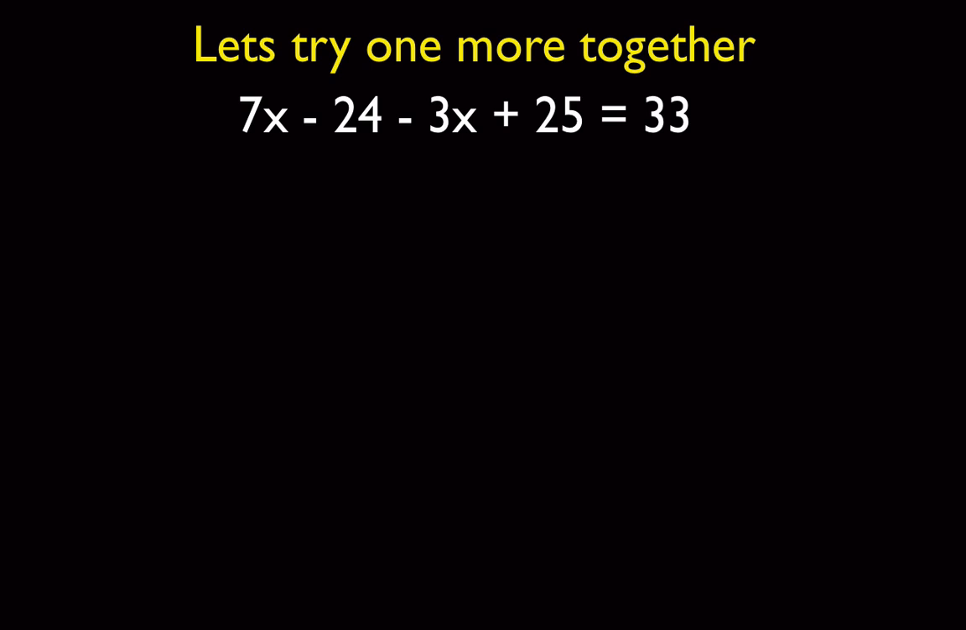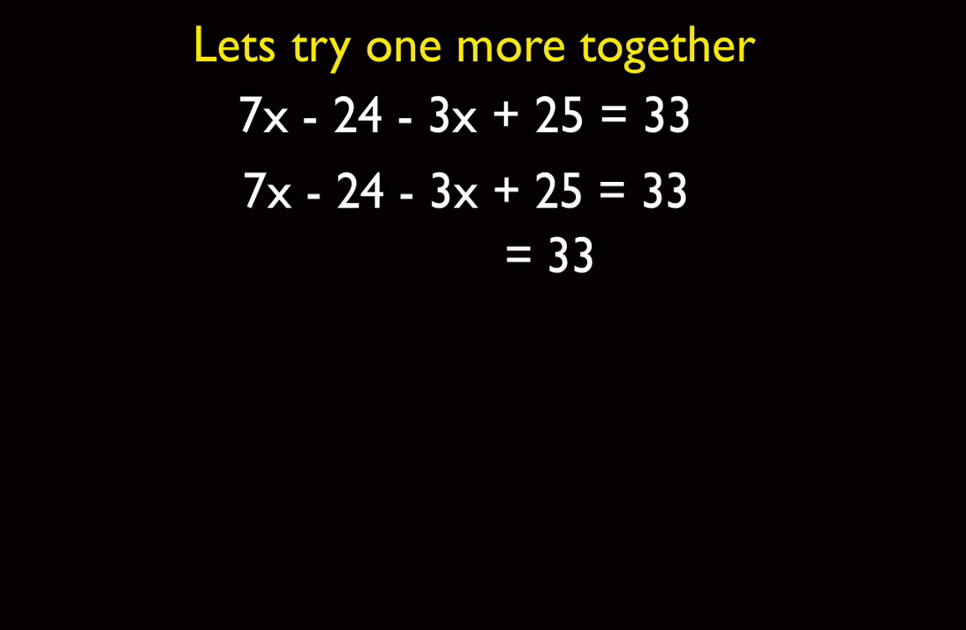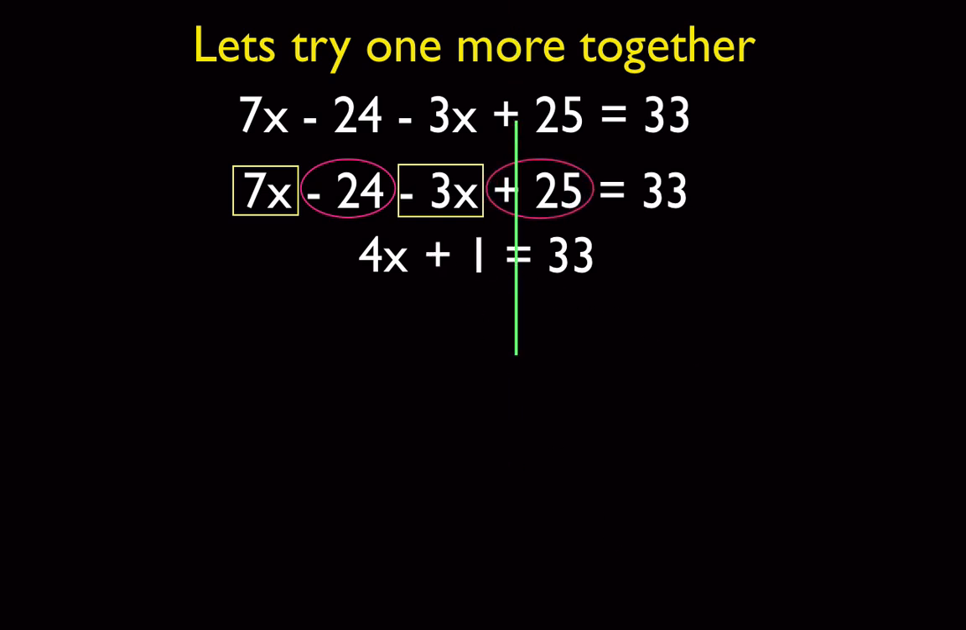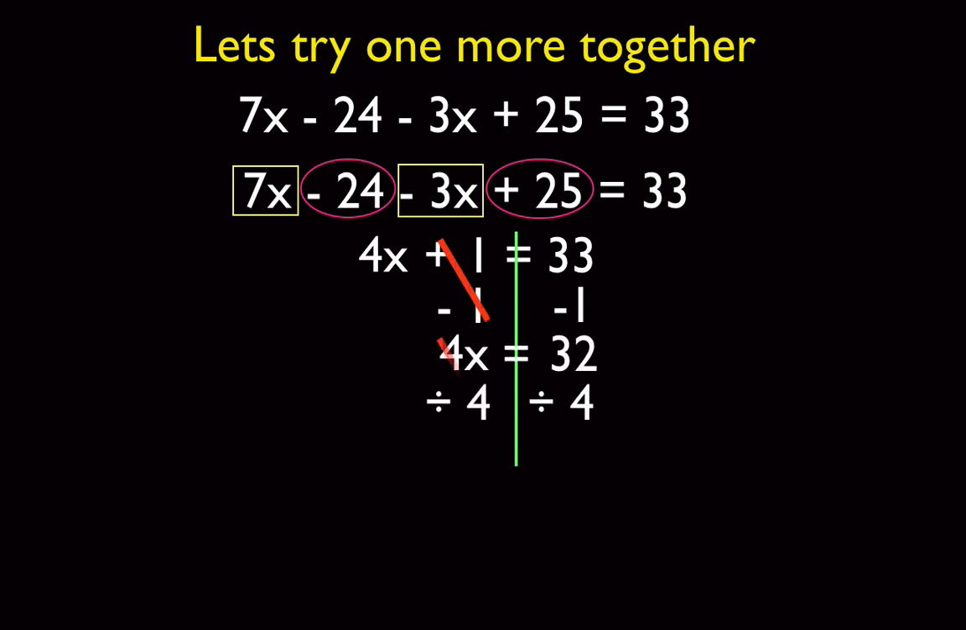Okay, let's try one more together. We're going to combine our x's. That's going to give me 4x, 7 minus 3. Going to combine my numbers. 25 minus 24 is a 1. Two-step equation. Subtract 1 from both sides, and then divide by 4. You end up with x equals 8.